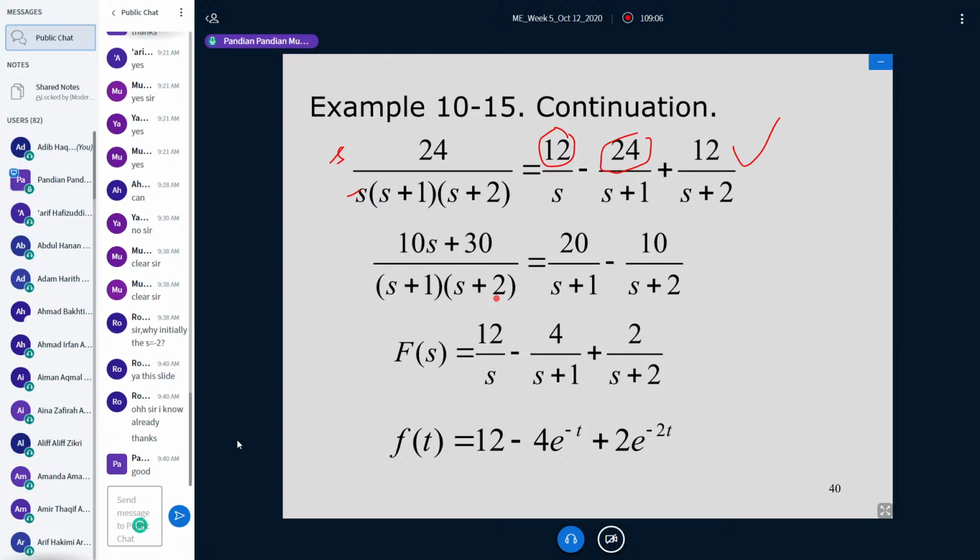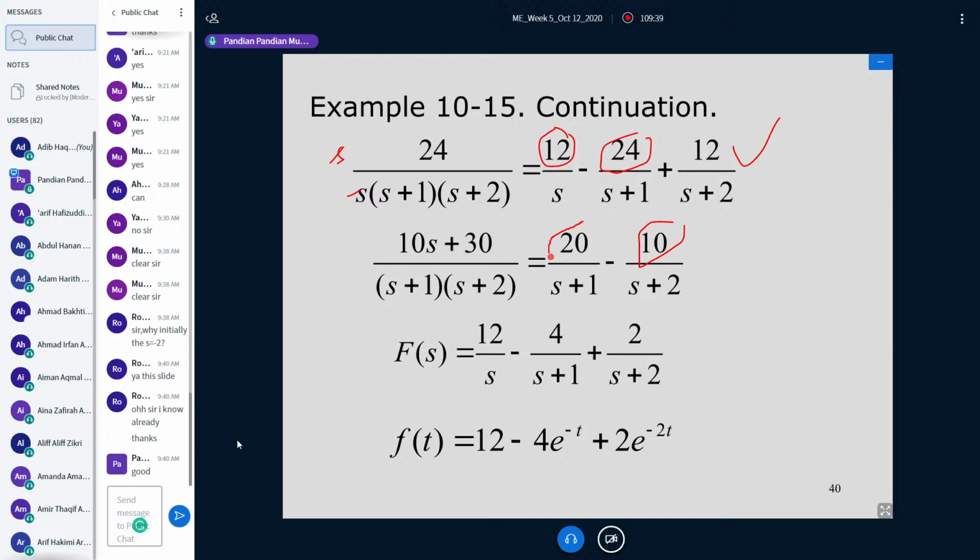S is minus 2. So s plus 2, s plus 2, s minus 2. So minus 2 plus 1, minus 1. So this is minus 2, so 20. And then 30 over s plus 1, s plus 2. You want s plus 2, so s plus 1, so s minus 1. So minus 1 plus 2, minus 10. So you already got 10.